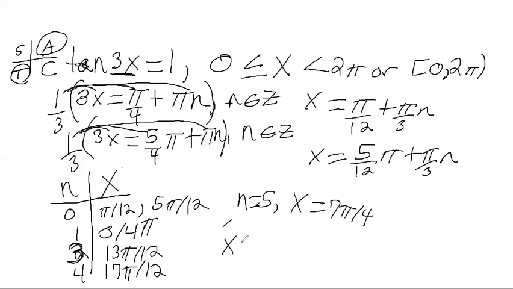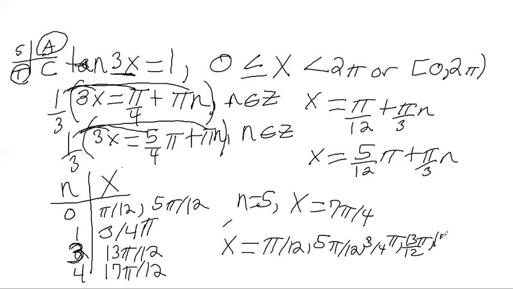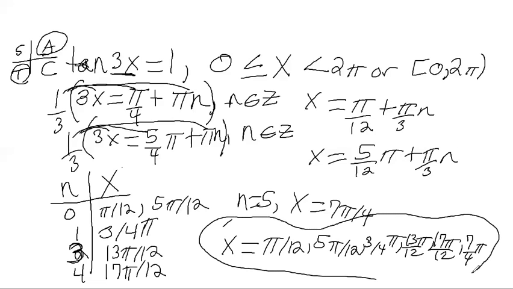So therefore, the solutions to this equation are pi over 12, 5 pi over 12, 3/4 pi, 13 pi over 12, 17 pi over 12, and 7/4 pi. And that is a solution to this equation. And if you notice, there's a lot of solutions we have here. We have 1, 2, 3, 4, 5, 6 solutions.